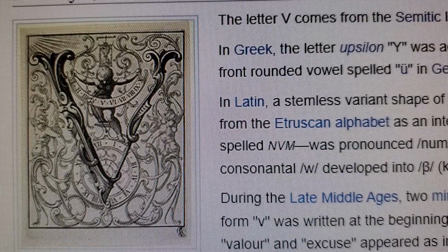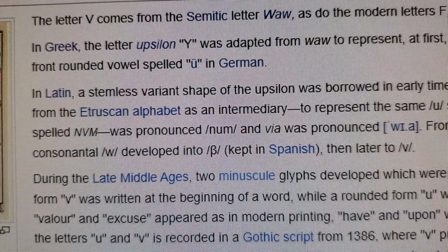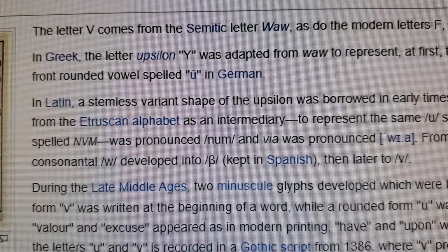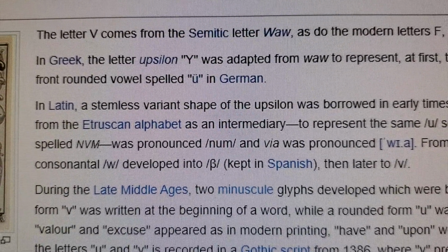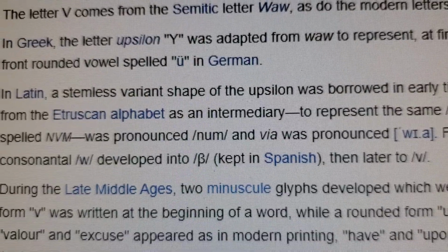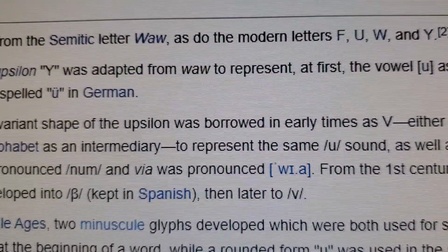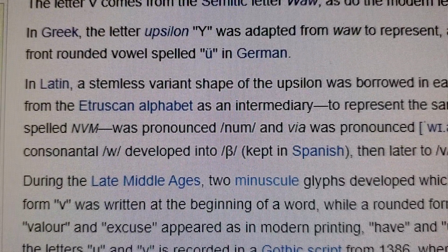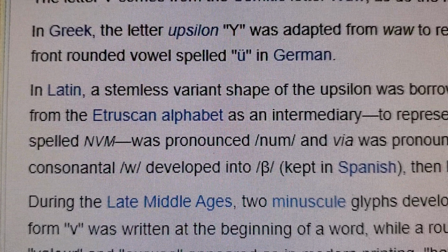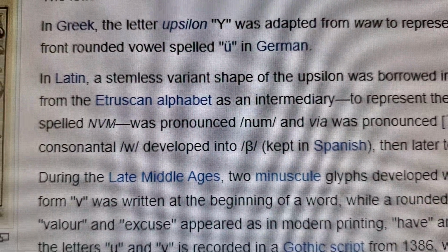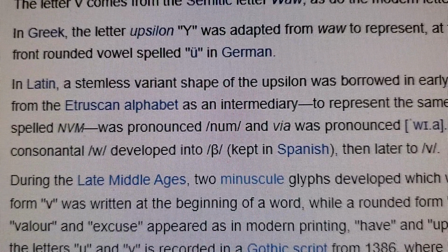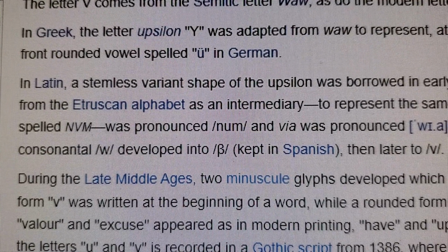So here's that letter V, and I'm going to read a little bit to you guys about the letter V. It says the letter V comes from the Semitic letter Y, as do the modern letters F, U, W, and Y. So in Greek, the letter epsilon was adopted. It tells you about that. This was later fronted to Y, to a front rounded vowel spelled U. I don't know how they said that, but in German. So in Latin, a stemless variant shape of epsilon was borrowed in early times as V. Gonna keep scrolling here.